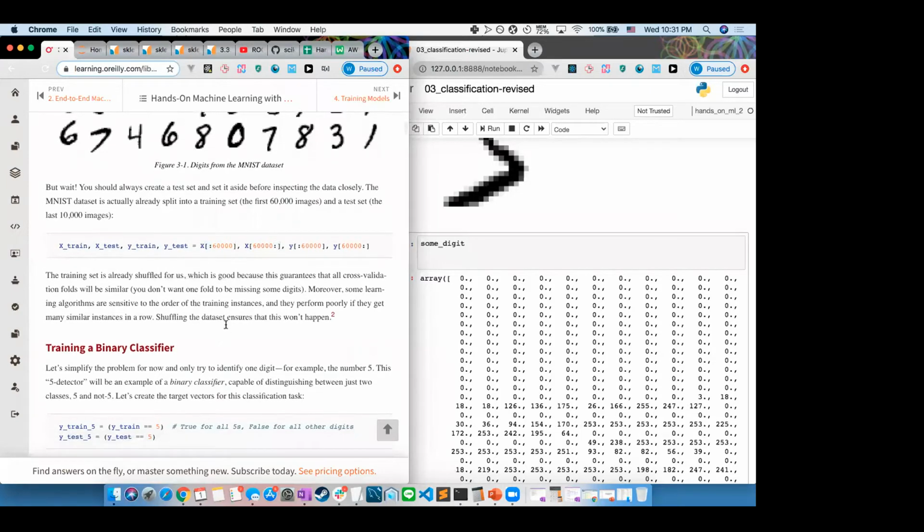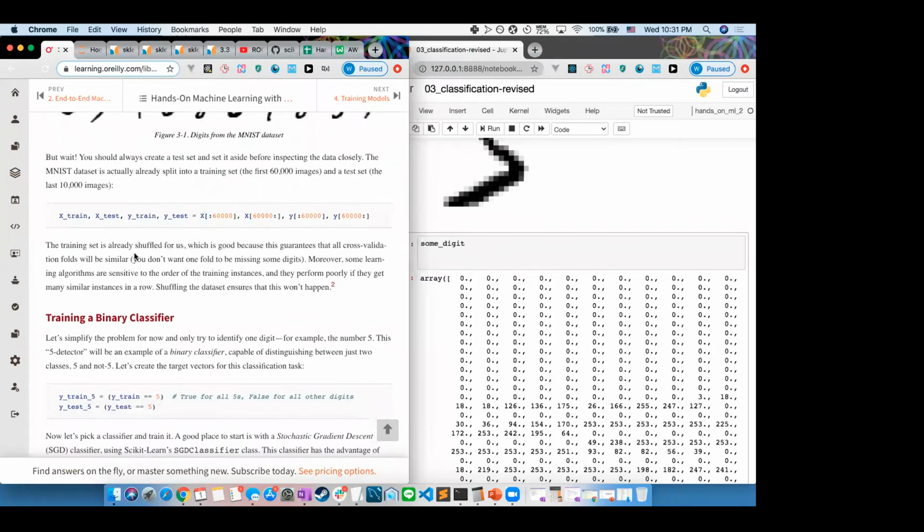Now, it says the training set is already shuffled for us, which is good because this guarantees that all cross validation folds will be similar. You don't want one fold to be missing some digits, and moreover, some learning algorithms are sensitive to the order of the training instances, and they perform poorly if they get many similar instances in a row. Shuffling the data set ensures that this won't happen.